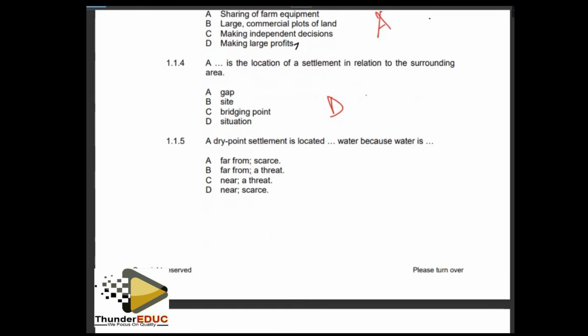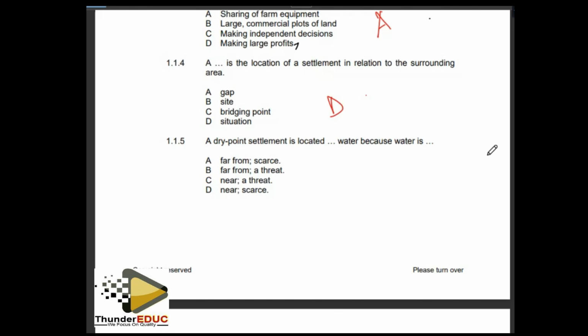Okay, 1.1.5, it says a dry point settlement is located dash water because water is dash. The options are far from or near, scarce or a threat. So the first part before the comma goes here, the second part goes here. So which one applies for 1.1.5? Far from water, we're looking at the dry point. Far from water, because water is scarce.